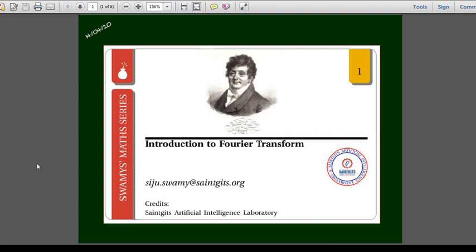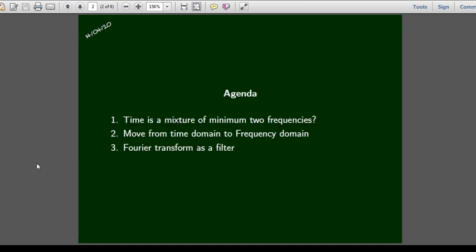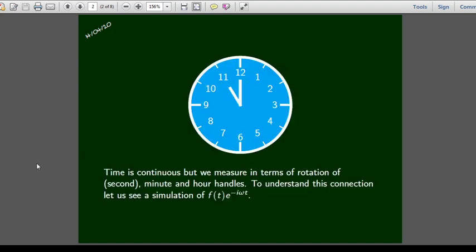In this session we are going to discuss what is Fourier transform intuitively. The main agenda of this session is time as a combination of minimum two frequencies. We are going to see the meaning of this statement: how to move from time domain to frequency domain, what is the idea of moving from time domain to frequency domain, and then finally the Fourier transform as a filter.